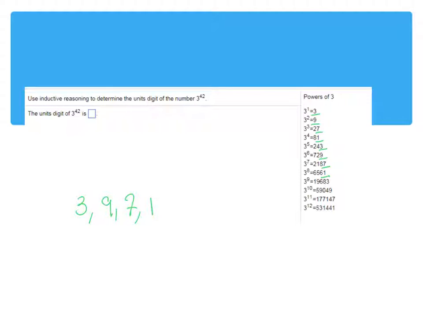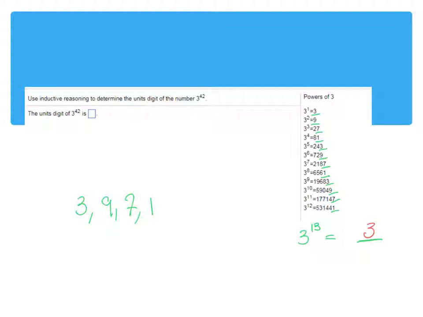So without even thinking, what would 3 to the 13th power end in? 3, 9, 7, 1. This one's going to have to end in a what? I want you to put that answer in. You should have put in a 3 because that pattern's going to continue.